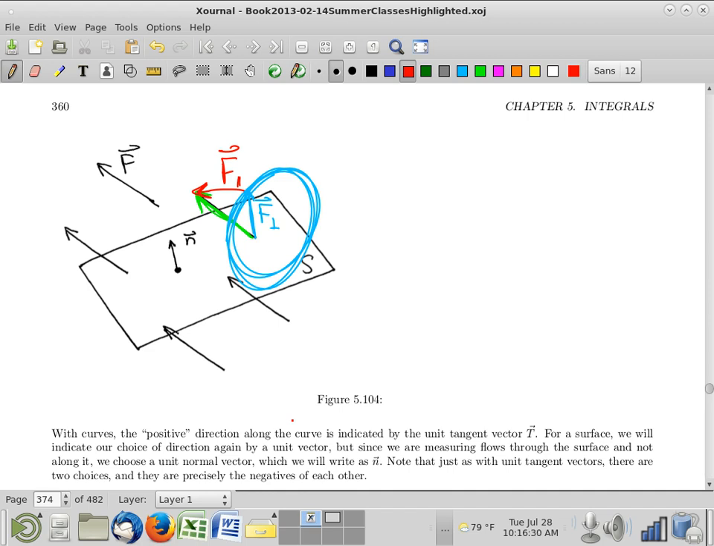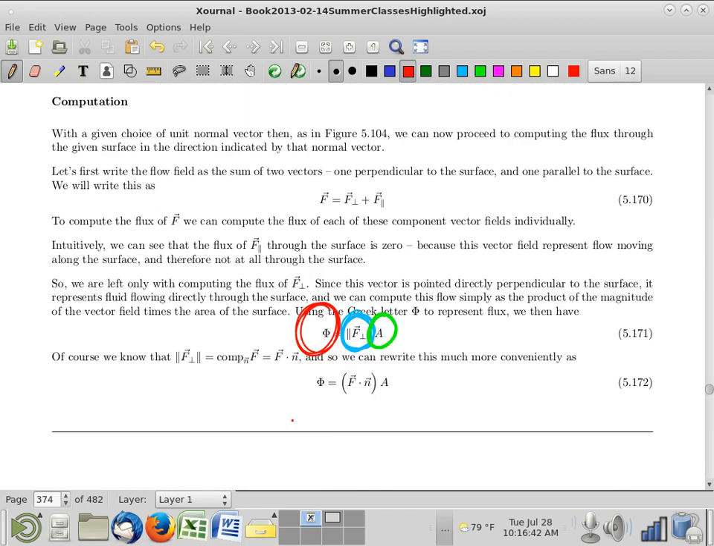It's just, that's the irrelevant part. It's the part that's perpendicular, the part that represents how much is moving through that I care about. Okay, so this is our sort of starting formula, and then remembering that a component is computed as a dot product, I can rewrite that like that.